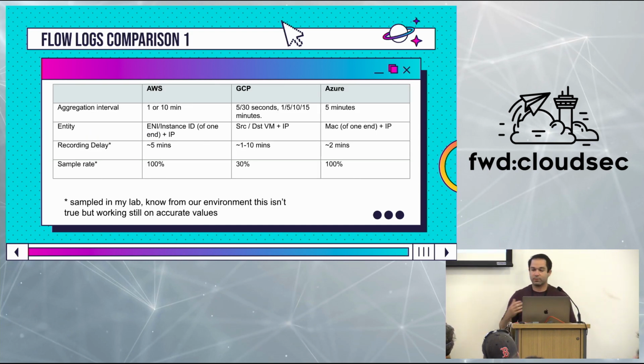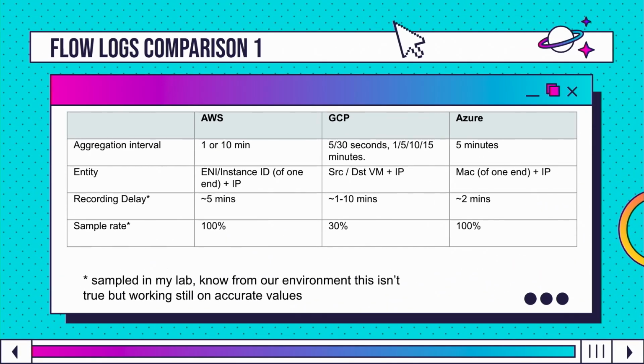So let's look at a comparison between these logs and kind of what we've talked about so far. There's differences in aggregation intervals, or sort of how often sampling is done and aggregated together. You get some options with AWS, a lot of options with GCP, and Azure says 5, so you get 5.